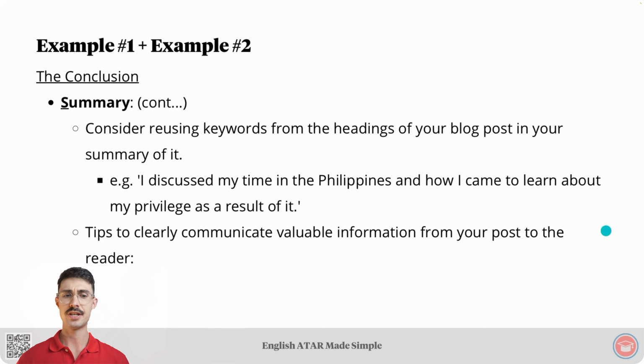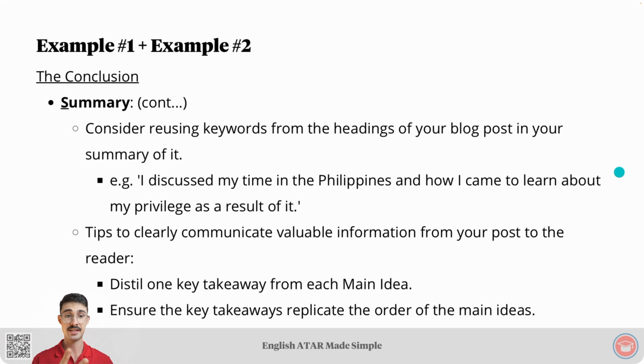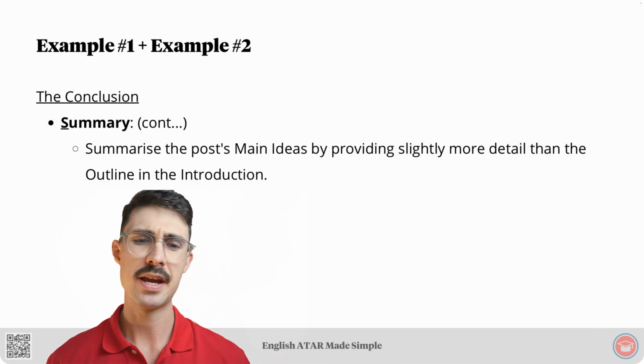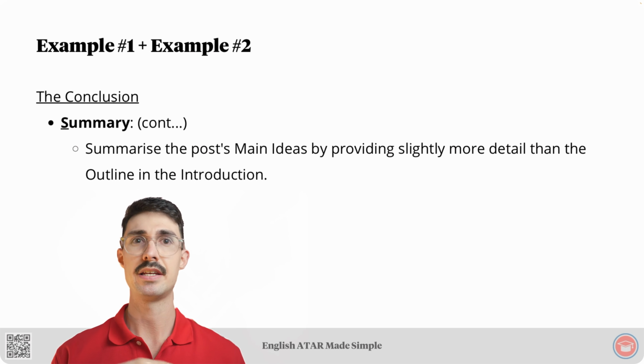Here are a couple of tips to clearly communicate valuable information from your post to the reader in this section of the conclusion. Firstly, distill one key takeaway from each main idea. Secondly, ensure the key takeaways replicate the order of those main ideas. Another point, summarize the post's main ideas by providing slightly more detail than the outline in the introduction.